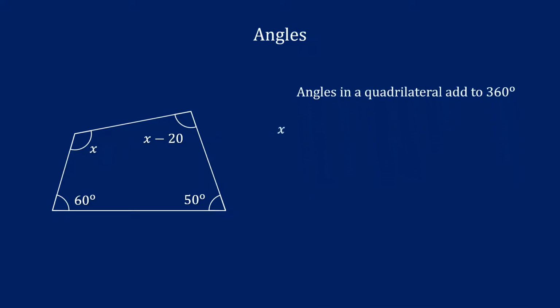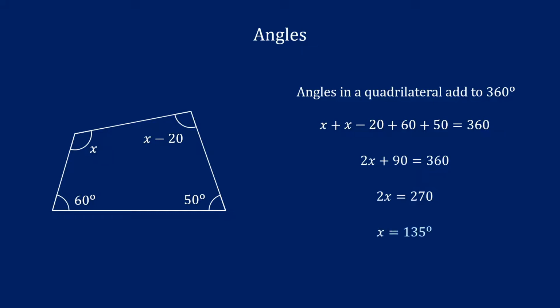That means if we take the x, we add x minus 20, we add 60, and we add 50, that needs to give me 360. Same working out as before. Collect like terms, you get 2x plus 90 equals 360. Take away 90 from both sides, you get 2x is 270. Divide both sides by 2, x equals 135. Copy everything down. Got it?